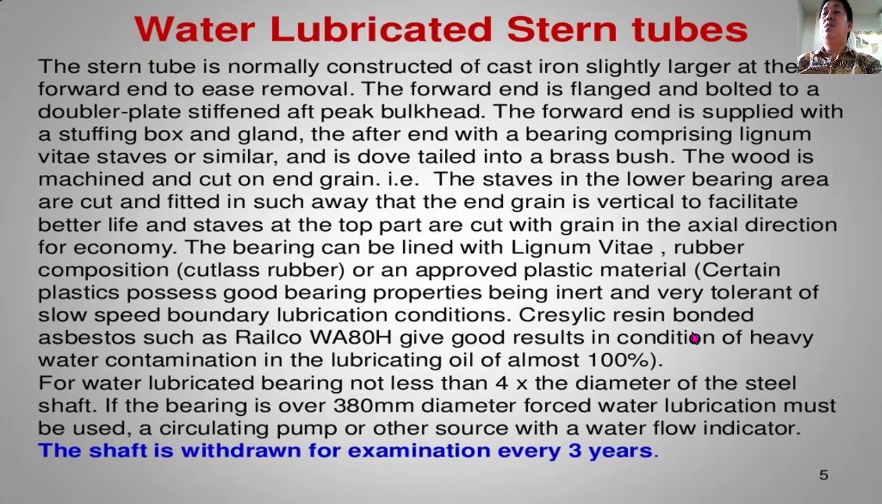Cressley, resin, banded asbestos such as Rilco, give a good result in conditions of heavy water contamination and lubricating oil, almost 100%. For water lubricated bearings, the length should be not less than 4 times the diameter of the steel shaft. If the bearing is over 80 millimeter diameter, forced water lubrication must be used, with a circulating pump or source with a water flow indicator. The shaft is withdrawn for examination every 3 months.